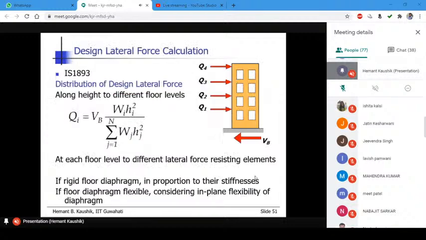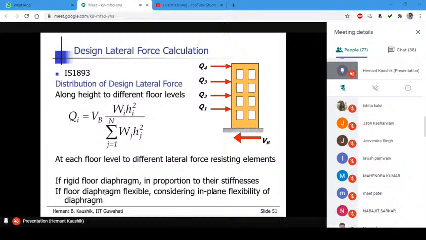Now, how to distribute the design base shear VB to different floors? So this is the equation given in the code. It distributes the force to different levels in a parabolic manner. So Wi is the weight of the ith floor, Hi is the height of the ith floor, and same thing here. So this is the design base shear. So you distribute it using this equation to different floors, right? And here we assume that the floors have rigidity in their own plane.